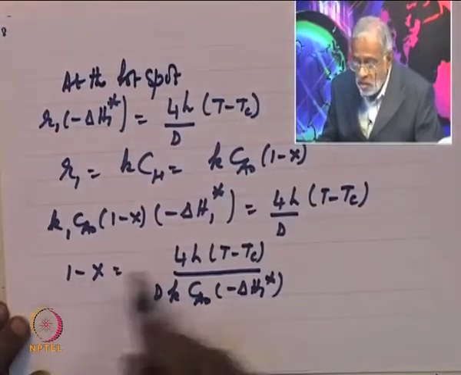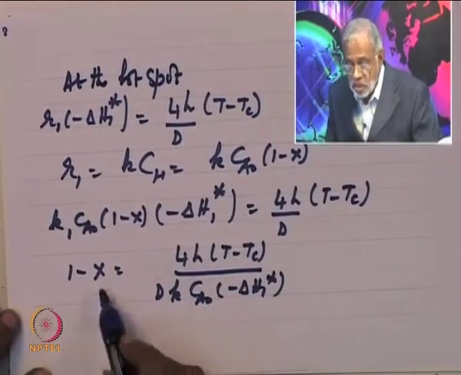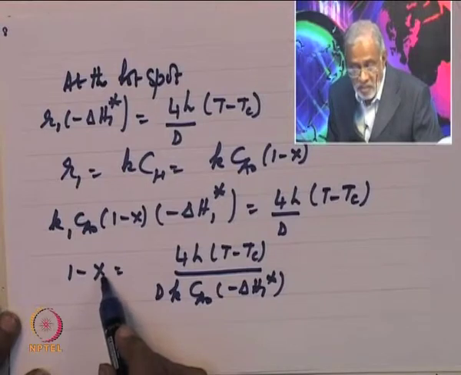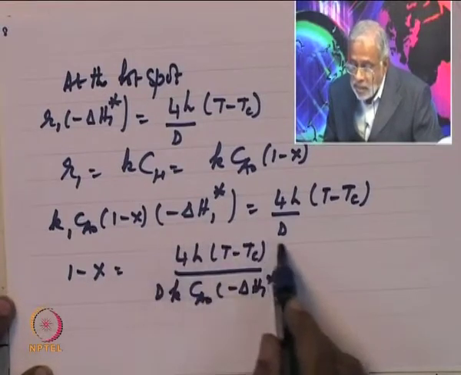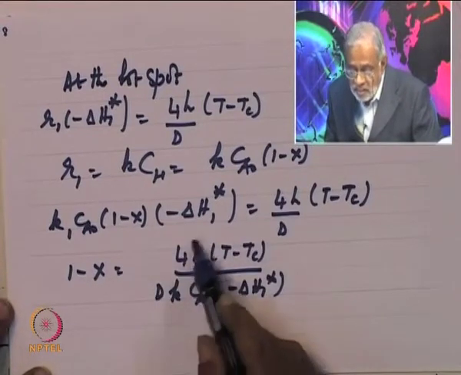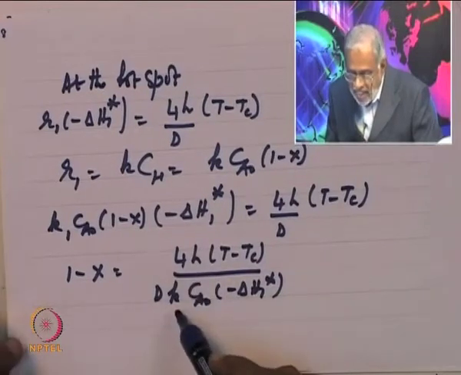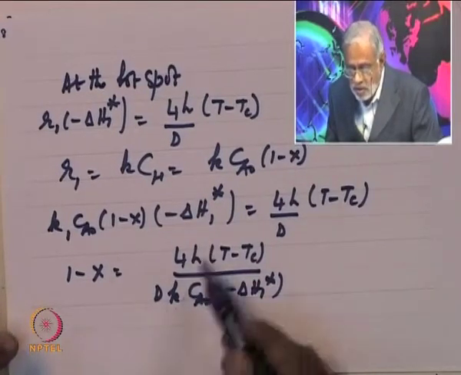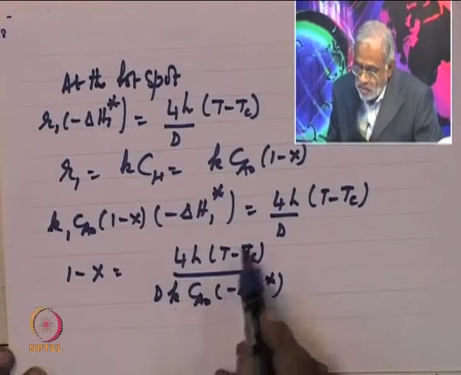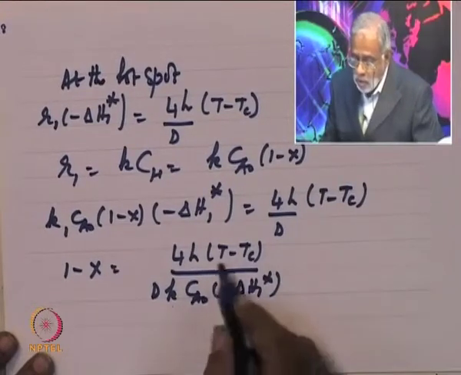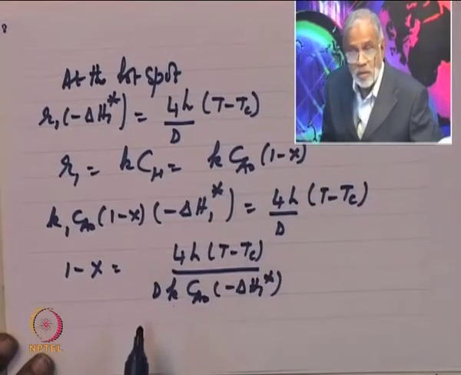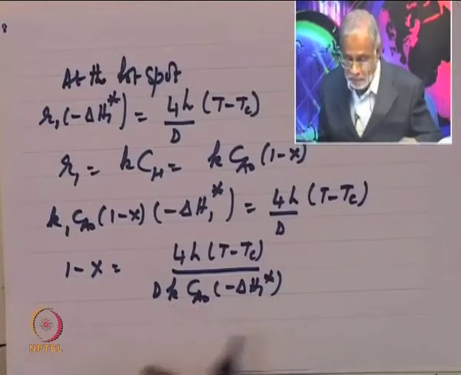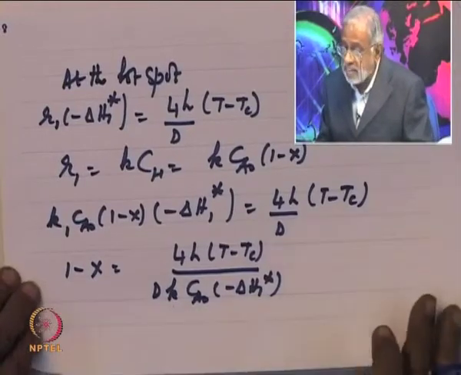So, what does this equation give us? It tells us what is the conversion at the hot spot, 1 minus X is conversion, and how it is related to the heat, cooling, the reaction and the heat transfer. H is the heat transfer coefficient and so on. Now, we can put all our numbers here and find out what is the value of X. Let us do that quickly for the three sets of data.